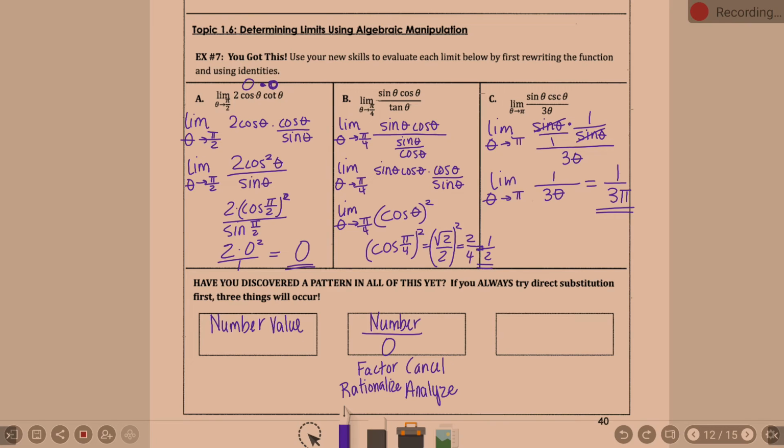The other option is our fun 0 over 0 piece, right? And that is our indeterminate form. And with an indeterminate form, you have to go farther again, okay? Whether it be something like factoring, canceling, rationalizing, analyzing, you can look at a graph. Really, I almost feel like any of these would also work here. Okay? So, next page.